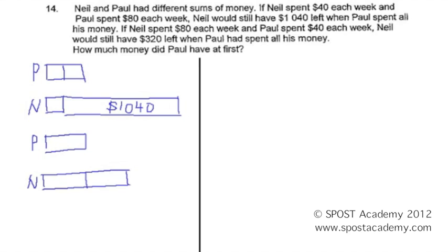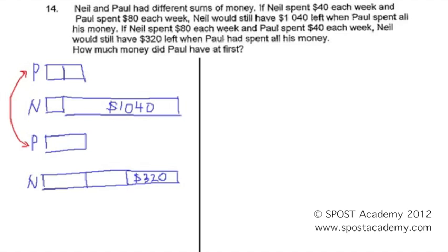In the end, Neil will still have $320 left. Okay. When Paul had spent all his money. So again, Paul has finished spending all his money. Now, since Paul has finished spending all his money, it means that the 1 unit here and the 2 units here must be the same, because this is what Paul has in the first place. He has spent everything. So the 1 unit here must be equivalent to the 2 units on top.